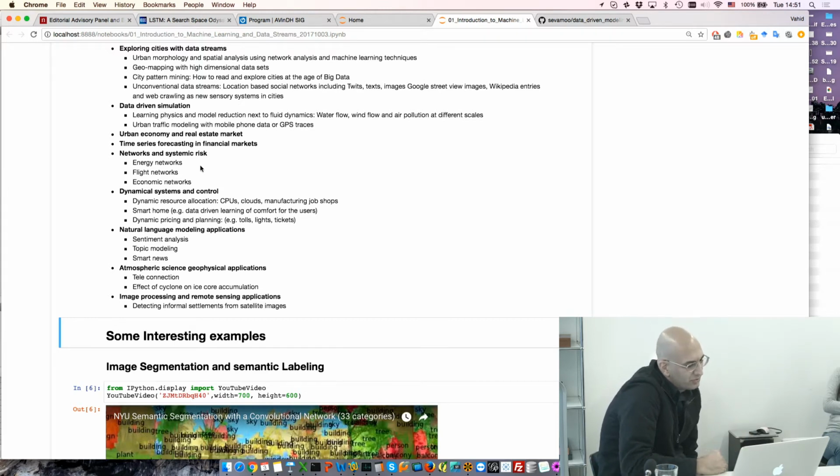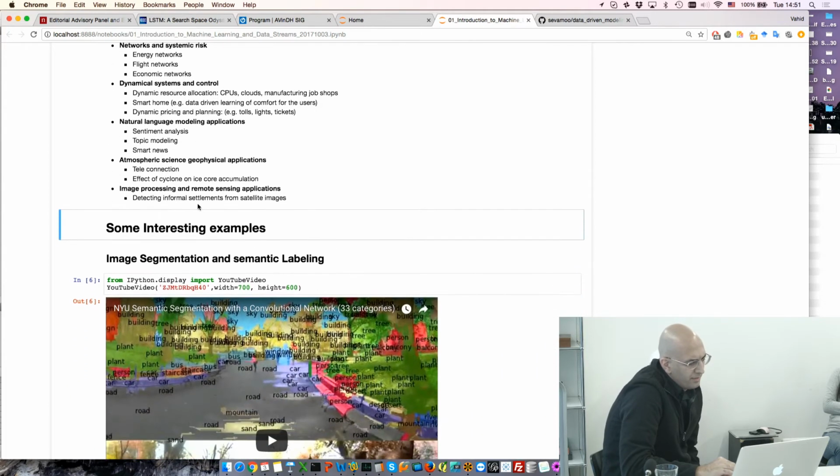For example, here we use Markov chain as a systemic risk, to come up with systemic risk. But I will show you this in detail, don't worry. And then, yeah, many other applications. These are more related to my master thesis. And then natural language modeling applications.